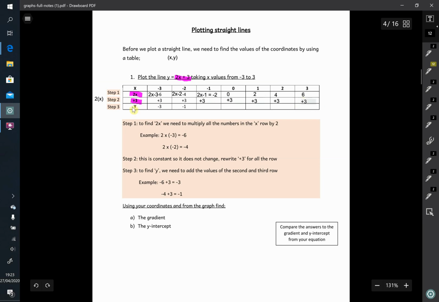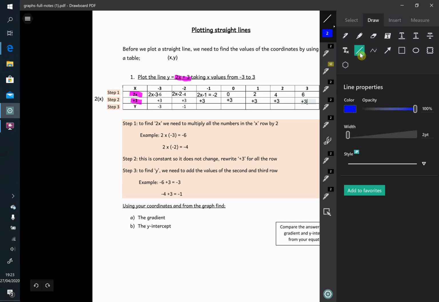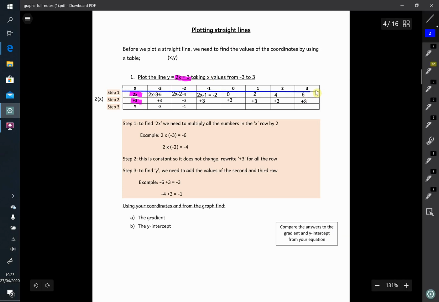Then to get my y, I need the 2x and the plus 3. Why the 2x and the plus 3? Because it's telling me that y equals 2x plus 3. So I just need to get these two rows. What I have a habit of doing, sometimes in color, is I like to do a line here and a line over here, so I know mentally that all I need to group up are the two values over here.